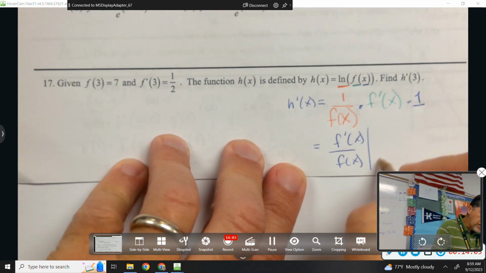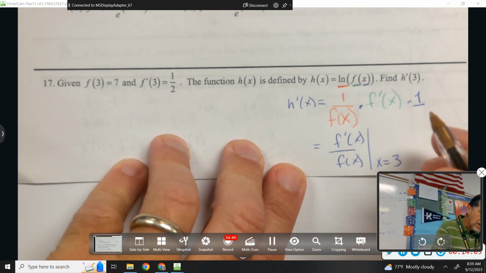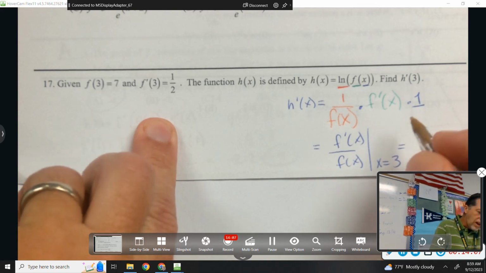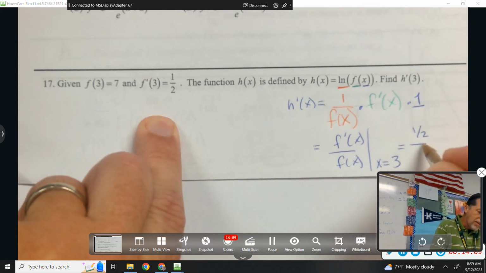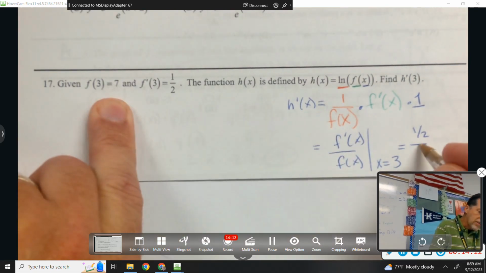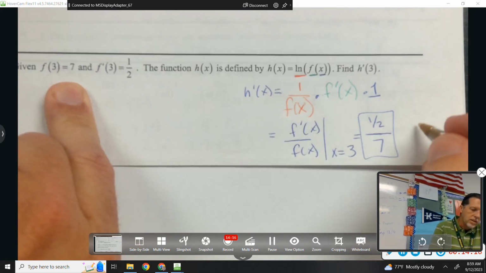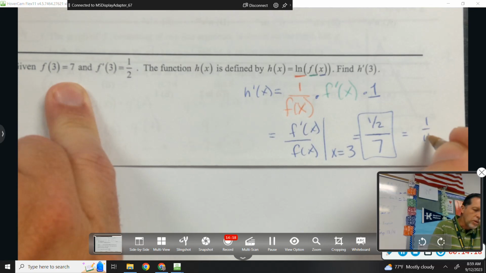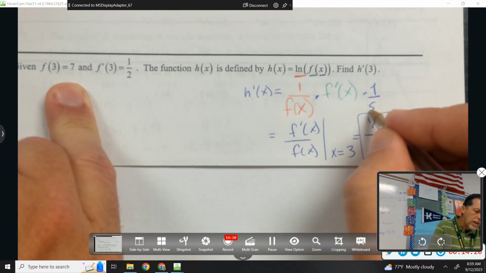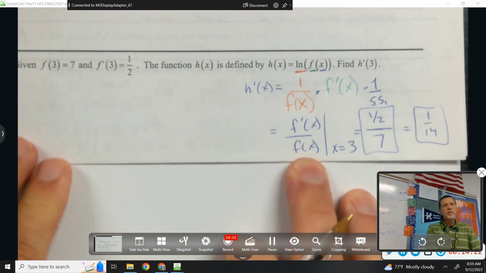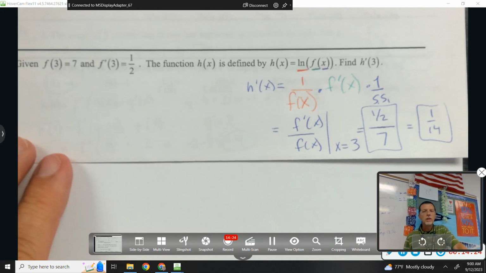And if we evaluate that at 3, f prime at 3 is 1/2. f of 3 is 7. That's a safe stop. It's also 1/14, but it's a free response question, so don't mess up the fractions if you don't have to.